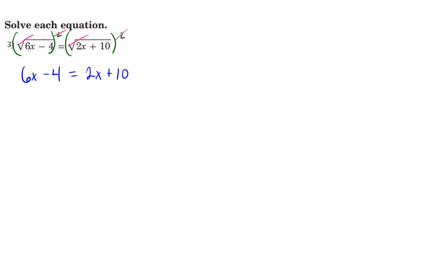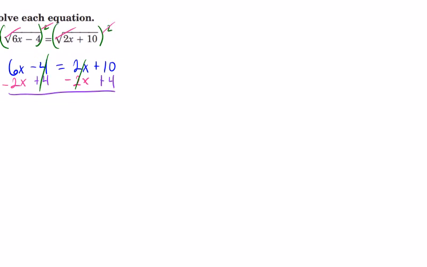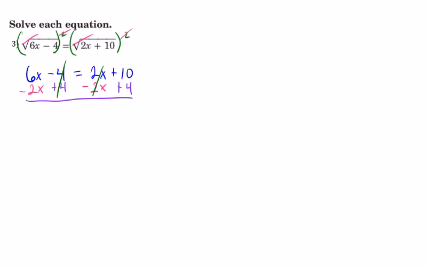All right, so now we have a pretty simple algebraic equation. We can subtract 2x from both sides, and at the same time, we can add 4 to both sides, so we get our variables on the left and our numbers on the right. We can do that because we're mathletes. And so these will cancel out, these will cancel out, and we'll end up with 4x equals 10 plus 4, which is 14.